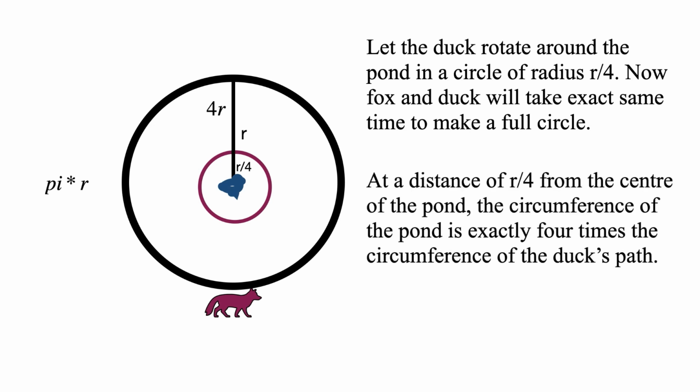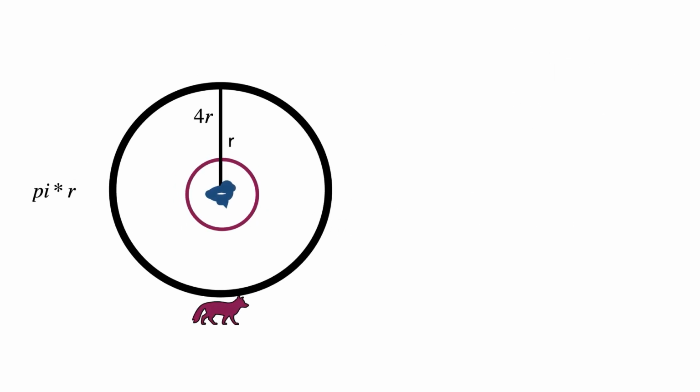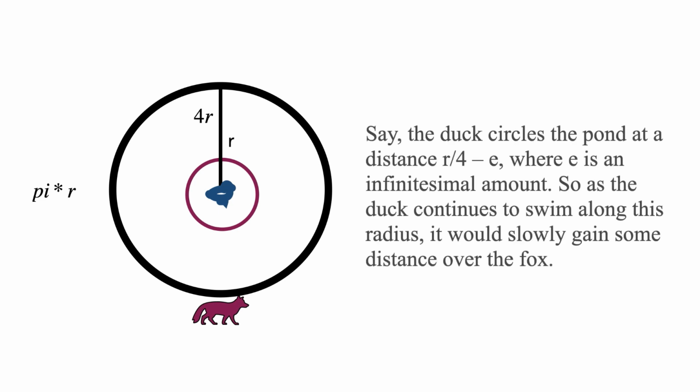So at a distance of r/4 from the center of the pond, the circumference of the pond is exactly 4 times the circumference of the duck's path. Thus, to stay on the same radius as the duck, the fox would barely keep up. Now, reduce the radius the duck is circling by a very small amount. Now the fox will lag behind. He cannot stay at a position as well. Say the duck circles the pond at a distance r/4 minus e, where e is an infinitesimal amount.